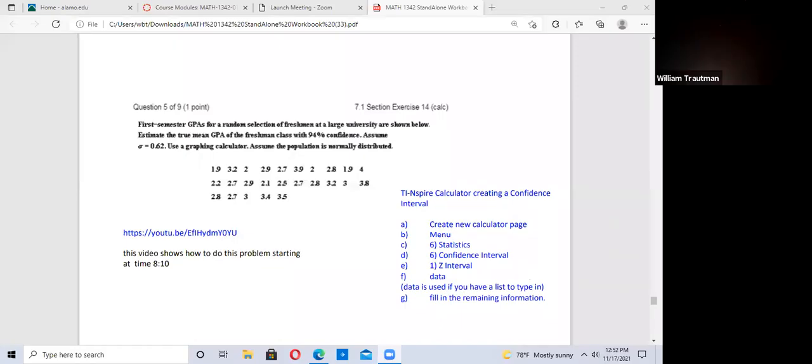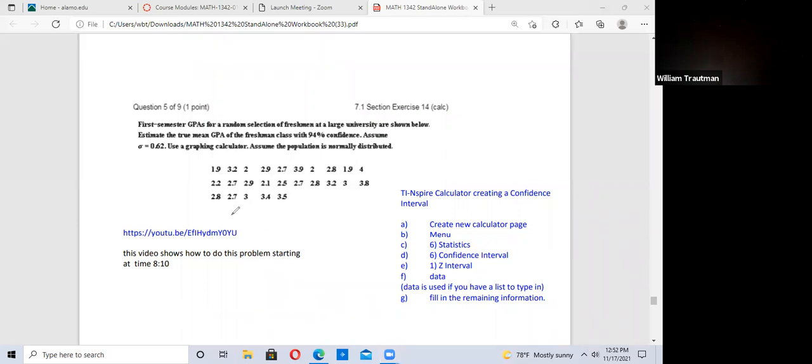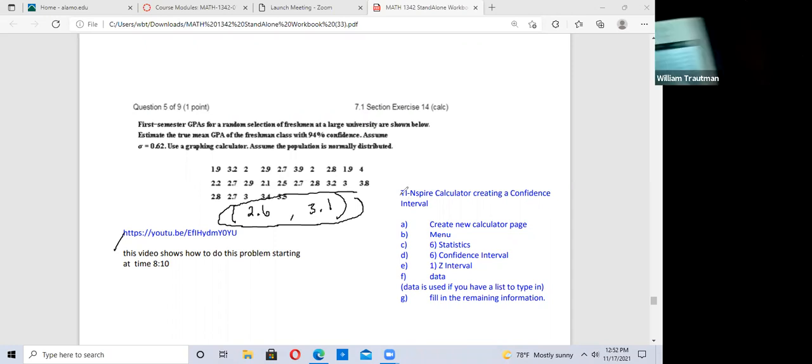So when you put this in your calculator, you should get a confidence interval 2.6 if we go 1 decimal place to 3.1. Yep. So this is the answer to this problem. And once again, this problem is on that other video there. So that's the confidence interval I get for this problem.